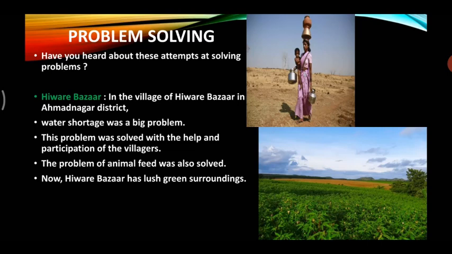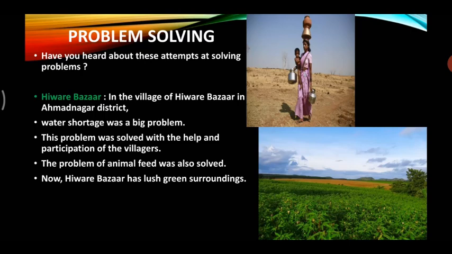This problem was solved with the participation of the villagers. How was this problem solved? With the help of everyone, with the participation of all the villagers. They created something in such a way that all the people would be helped. Then the problem of animal fodder was also solved. That means the animals used to not get proper food. This was the second problem.